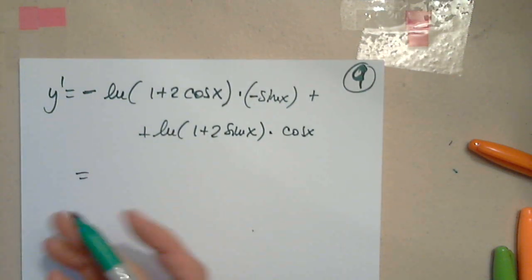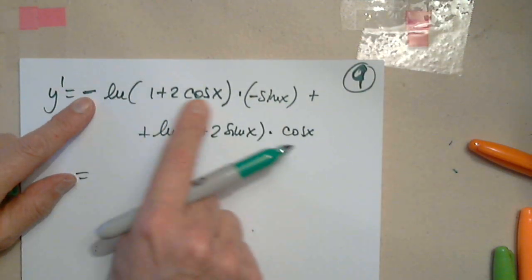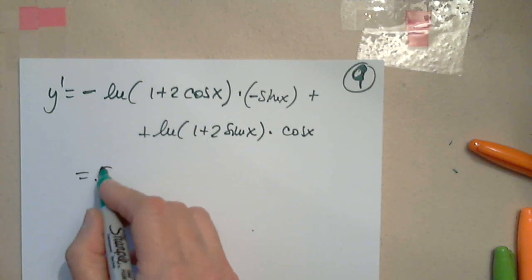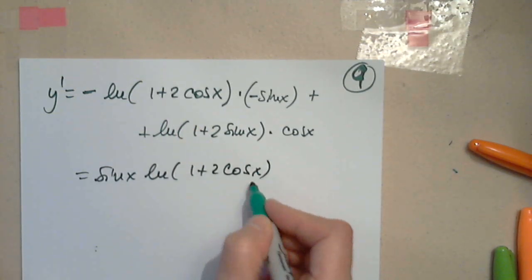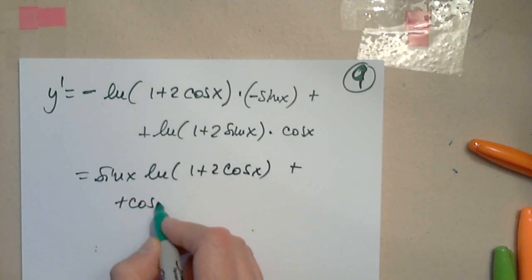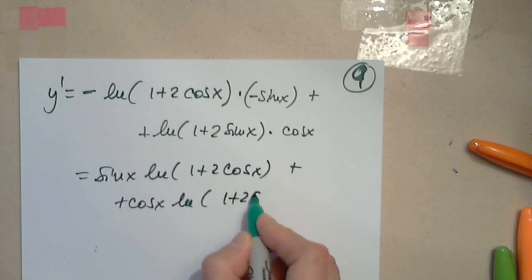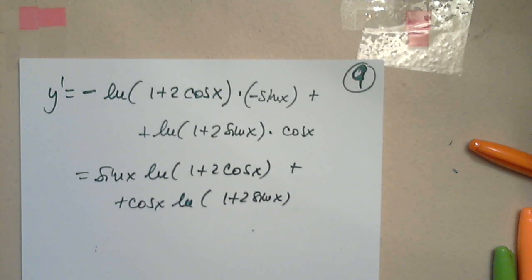So all I have to do, and there is nothing else other than just put this in front and change the sign. So this is sine x, natural log of 1 plus 2 cosine x, plus cosine x, natural log of 1 plus 2 sine x.